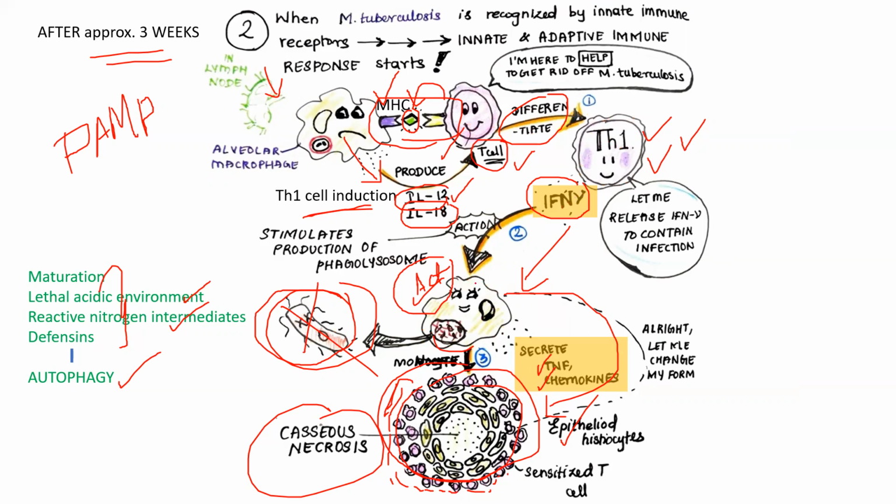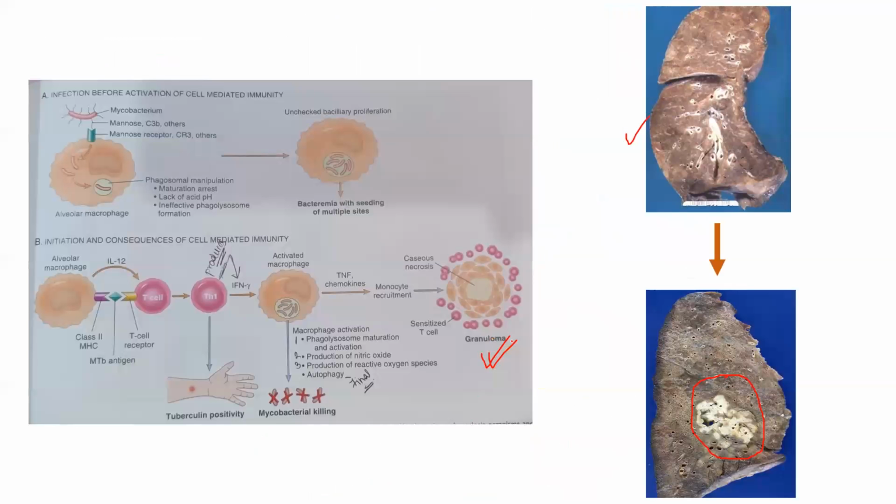And here you have the activated macrophage, which changes its form to epithelioid histiocytes. The granuloma is surrounded by a collar of T lymphocytes, with epithelioid histiocytes, and in the center caseous necrosis. Caseous necrosis is a result of secretion of tumor necrosis factor and chemokines. And here we can see the gross appearance of what a caseous necrosis looks like. We can see some cavitation here, so it might be a picture of secondary tuberculosis. You have two types of tuberculosis, primary tuberculosis and secondary tuberculosis.